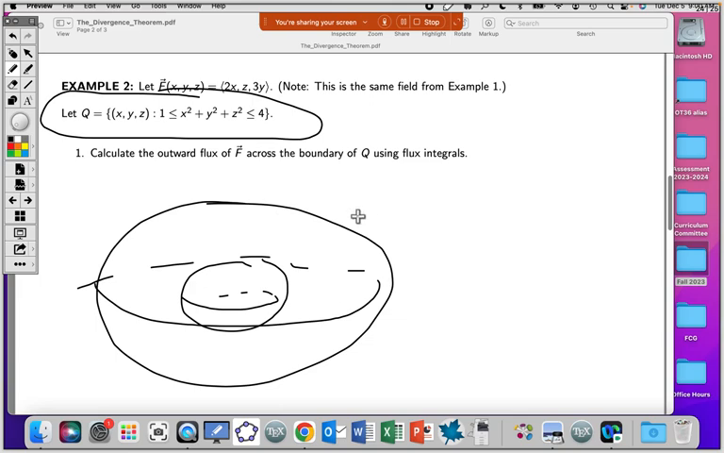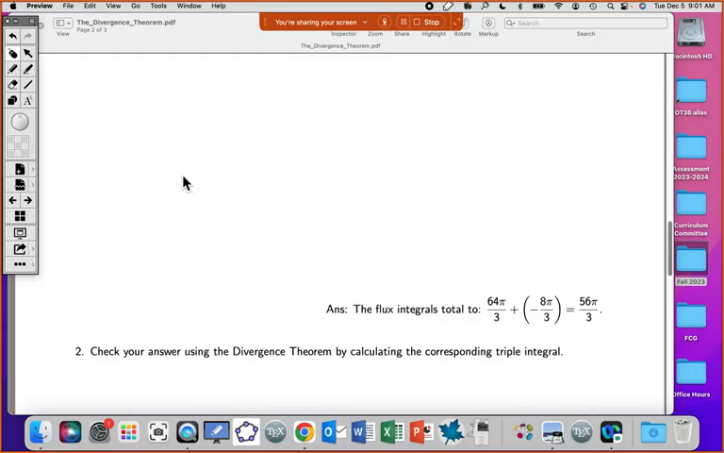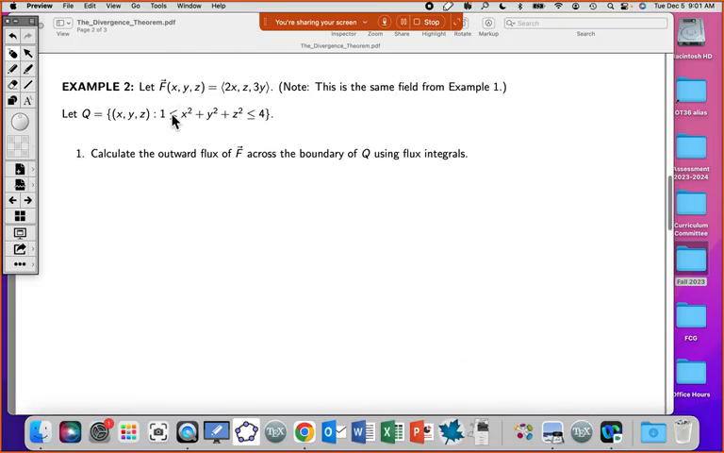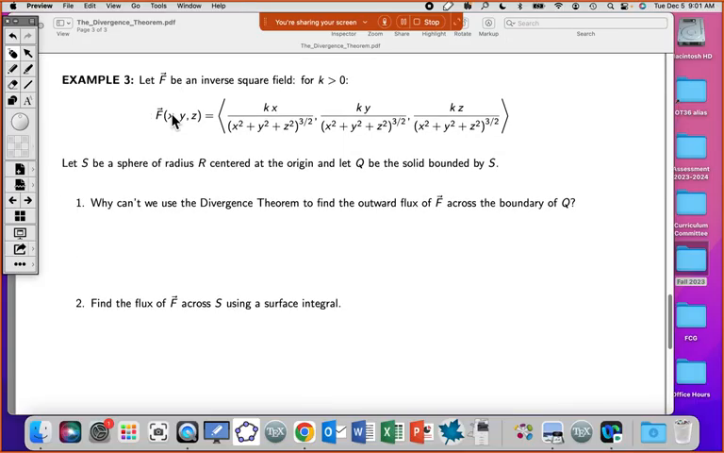Okay. So we'll go through and do the flux integrals. And this is analogous to, remember when we did Green's theorem and we had a hole in the middle? This is the three-dimensional version of that. We'll do that tomorrow. Do some parametric nonsense with that. And then we'll talk about example 3.